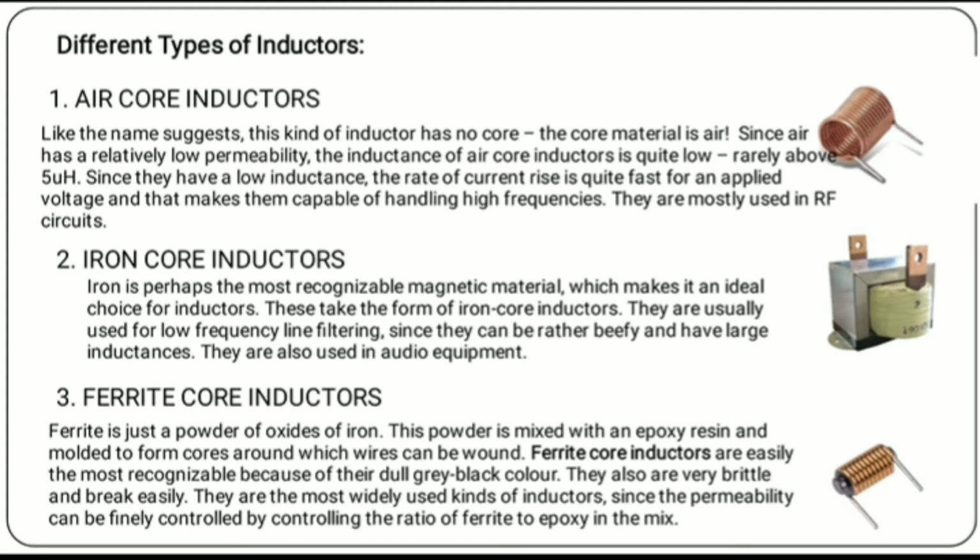Here is a picture of iron core inductors, and the next one is ferrite core inductors. Ferrite is just a powder of oxides of iron. This powder is mixed with an epoxy resin and molded to form cores around which wires can be wound. Ferrite core inductors are easily the most recognizable because of their dull grey black color. Here we can see the picture of ferrite core inductors, and these are the different types of inductors we can see.